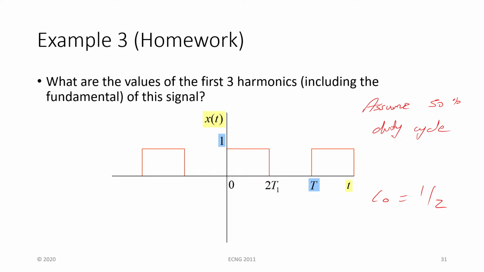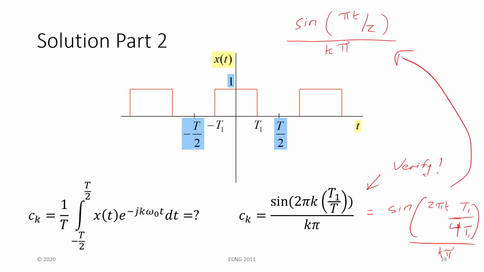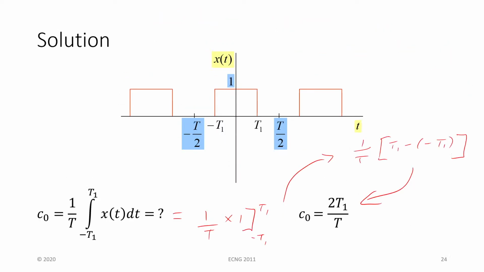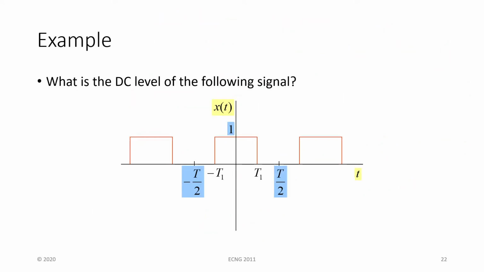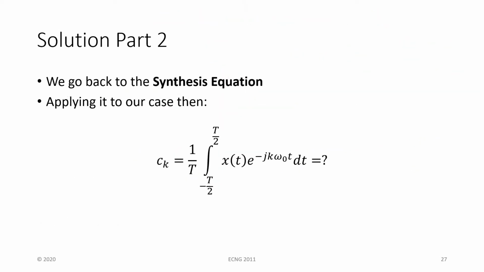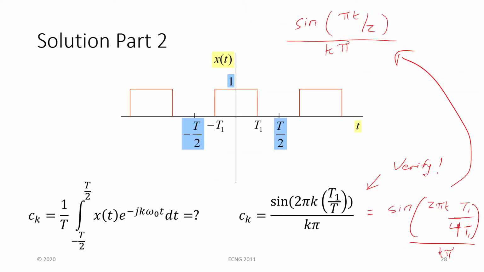So C0 here was basically going back to our CK equation. So let's backtrack a little bit to get our CK equation. Hold on, I'm going to do this from scratch for you to understand why it's this. We'll have our CK equation being 1 on T, integral between T on 2 and negative T on 2, of x of t e to the minus jk omega naught t, right? Which basically says we're going to be solving for when k is equal to 0.